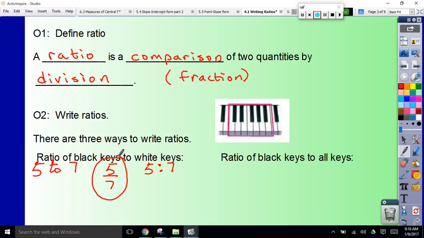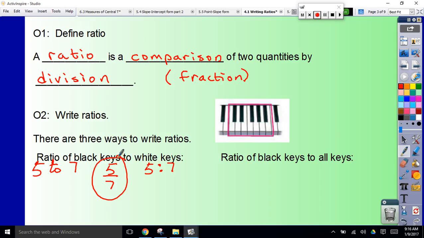All right, ratio of black keys to all keys. This is a little different. Can anyone tell me what that ratio would be? Sammy? It's the ratio of black keys to all keys. So all the keys in our little square. 7 to 5. No, not quite. You're doing white keys to black keys would be 7 to 5.